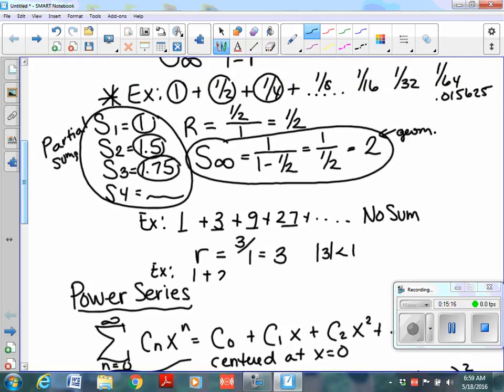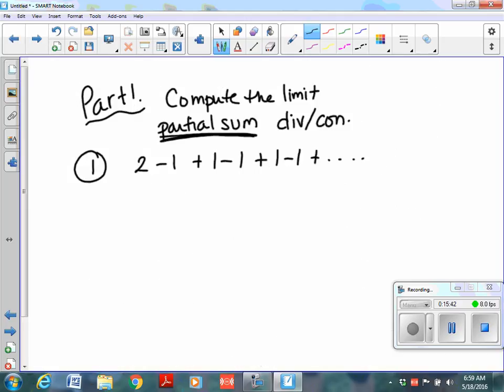For example, 1 plus 2 plus 3 plus 4 plus 5 plus 6. Obviously, it's not times, it's going up by 1, so it's arithmetic. And as you can see, arithmetic is definitely not converging. You keep getting bigger and bigger, it diverges. So you really can't even use the formula because it doesn't have an r, it's got a common difference. So for part 1, all they want you to use is partial sums to decide if it's diverging or converging. So I'm just going to make a list for the first part of the assignment.